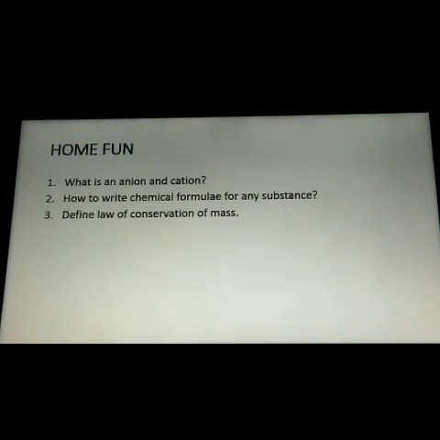Now let us move into today's home fun. Your first question is what is an anion and cation, the second question, how to write chemical formulae for any substance, and the third question, define law of conservation of mass.